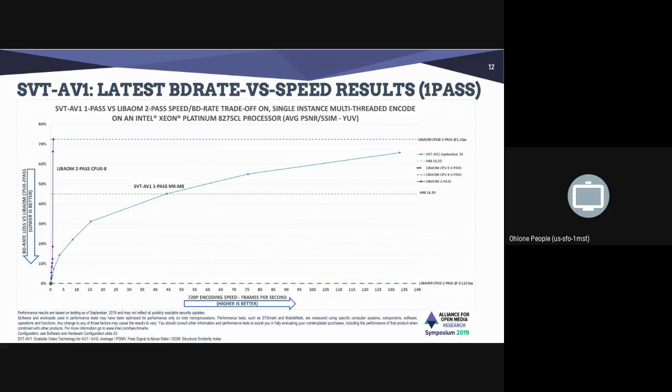Also, we did a similar comparison in the context of a single instance, using SVT 1-pass as compared to libaom 2-pass. And as you see here, the blue curve shows how SVT-AV1 is scaling from one mode to another.